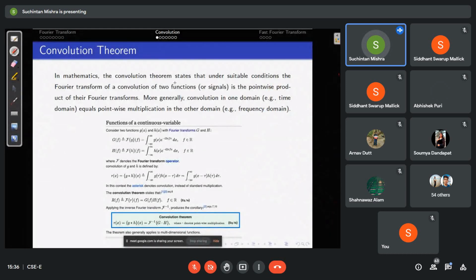In mathematics, the convolution theorem states that under suitable conditions, the Fourier transform of a convolution of two functions or signals is the pointwise product of their Fourier transforms. The Fourier transform of a convolution of two signals is equal to the Fourier transform of their individual signals multiplied.